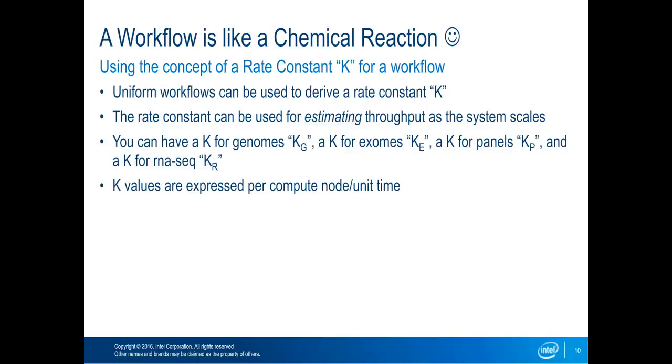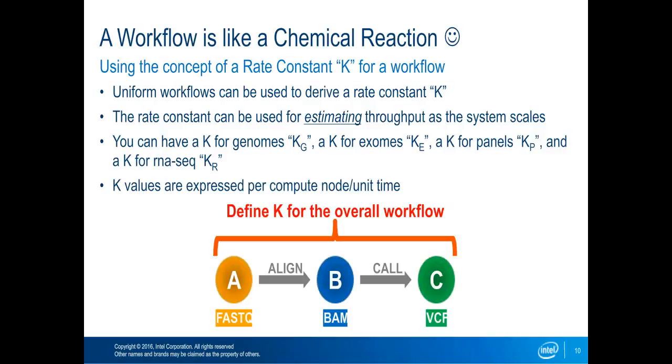What I've been doing is expressing these constants as, for example, how many genomes per node per unit time. And so I'll go into that in a minute. But basically, this is the idea. You have, in this case, from FASTQ to VCF, an overall workflow that you can define these constants for.